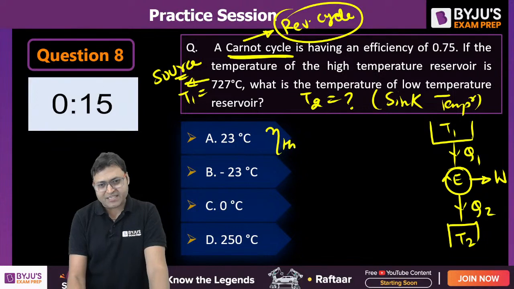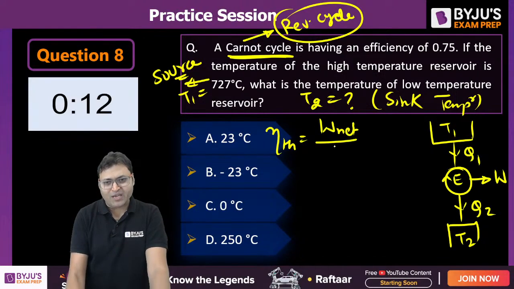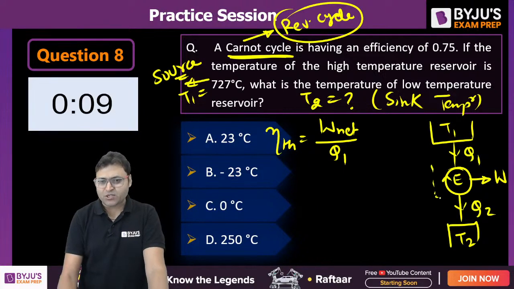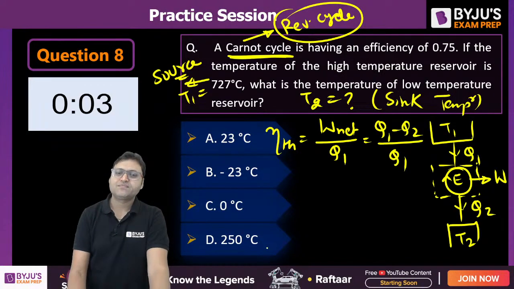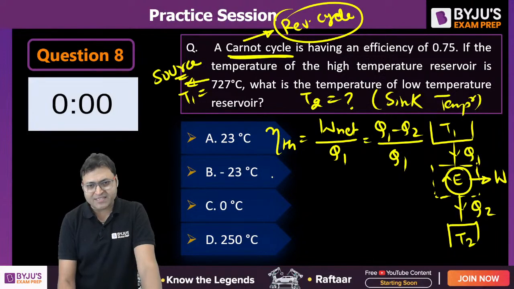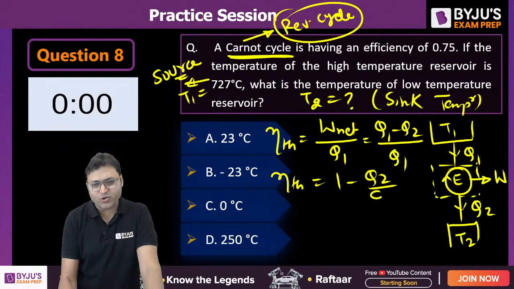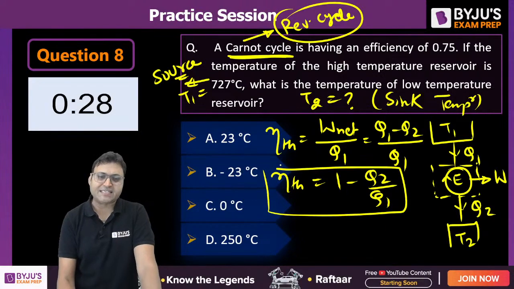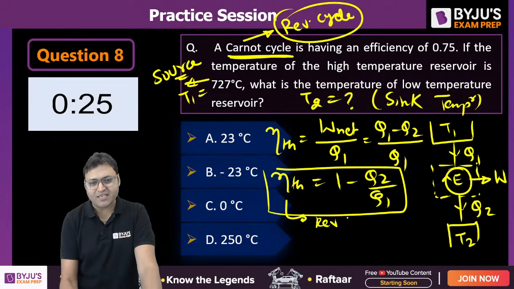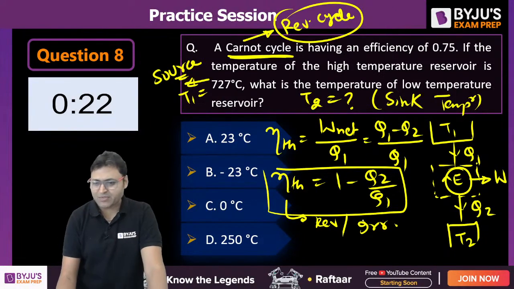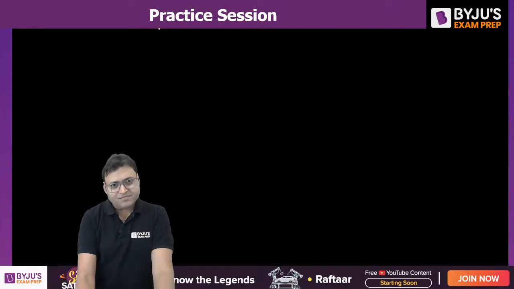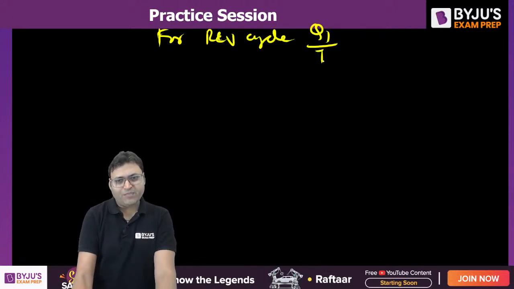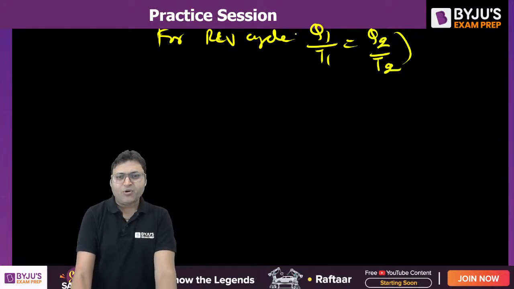Can we say thermal efficiency for a cycle is the net work output upon heat supplied? And from the first law of thermodynamics, can we say W net is equal to Q1 minus Q2, upon Q1? So the thermal efficiency is 1 minus Q2 by Q1, and from the thermodynamic temperature scale, this is valid for reversible as well as irreversible cycles. And if the cycle is reversible, we can say Q1 by T1 is equal to Q2 by T2, from the thermodynamic temperature scale.